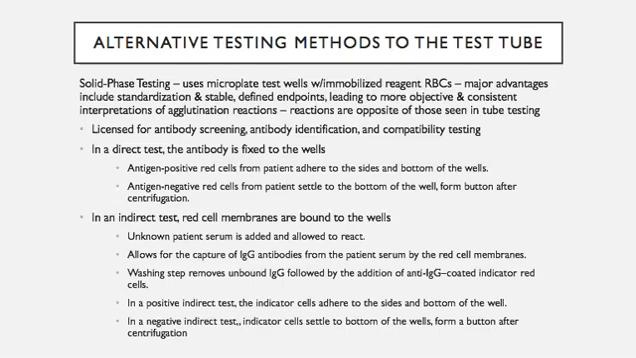Okay, solid phase testing uses microplate test wells with immobilized reagent red cells. The major advantages of this testing method include standardization and stable, defined endpoints that lead to more objective and consistent interpretations of those agglutination reactions. And again, the reactions are opposite of those that you would see in tube testing. This testing can be used for antibody screens, antibody identification, and compatibility testing.